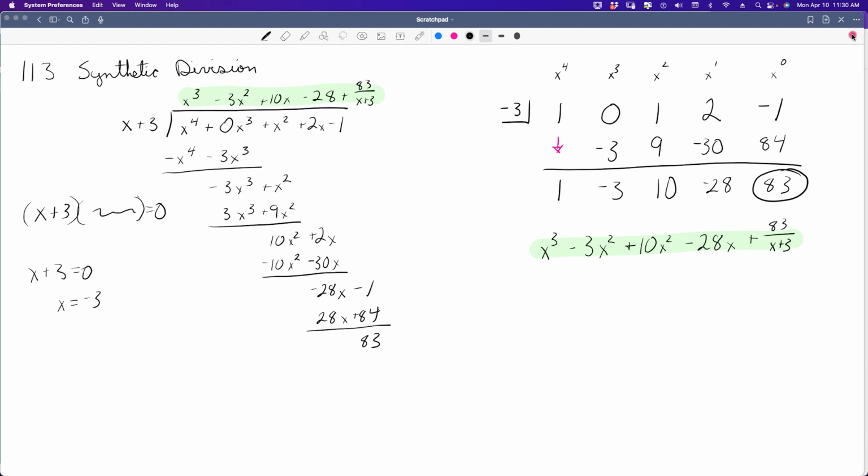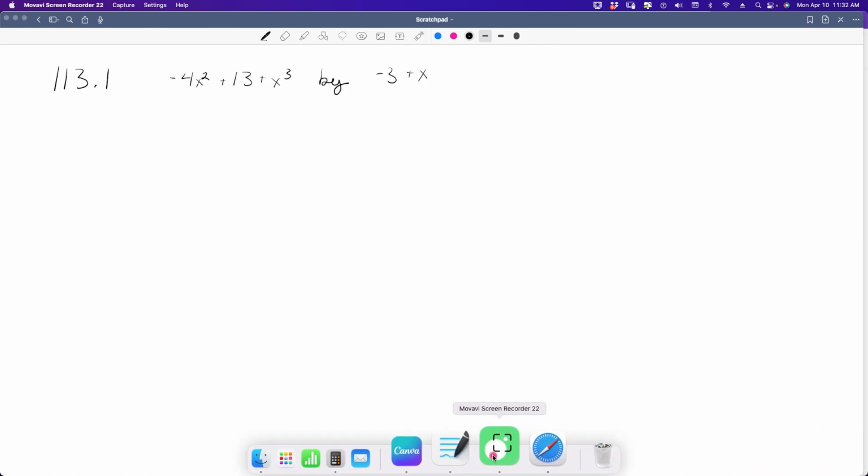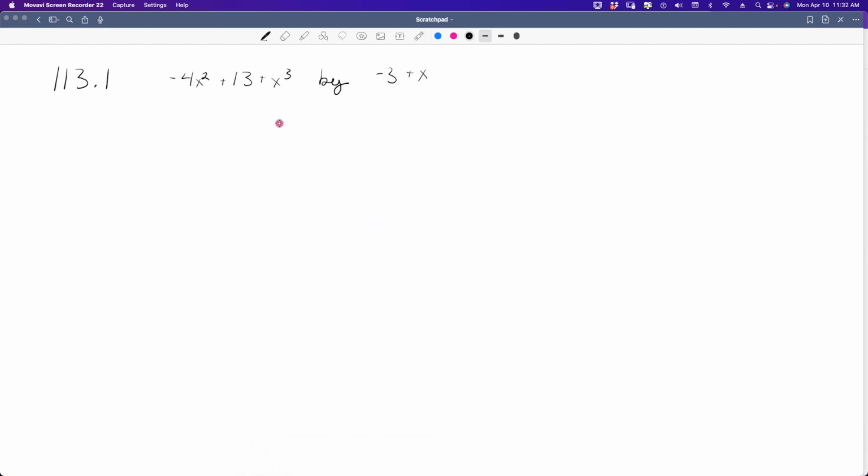Let's do a practice problem. All right, so let's clear the board and we'll try this out and see if it works. So here, okay, my computer is taking its own sweet time.